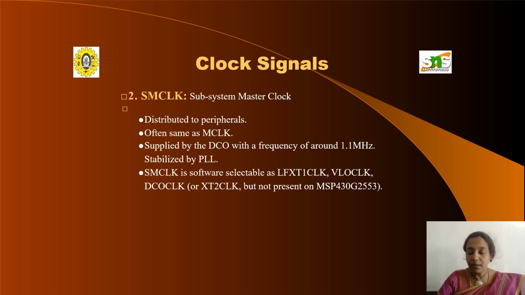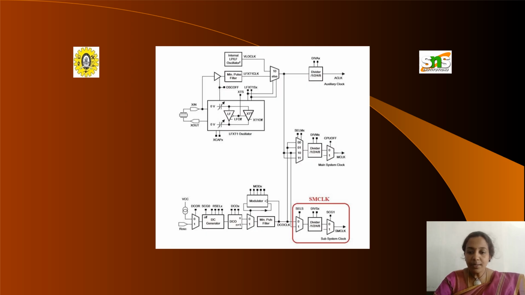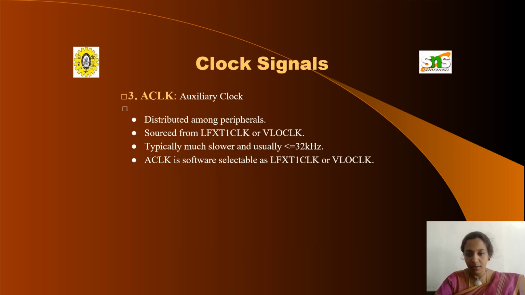The clock signal of another type is the subsystem master clock. It will be distributed to peripherals, often the same as the master clock. It is supplied by the DCO with a frequency of around 1.1 megahertz and is stabilized by the PLL. The SM clock is software selectable as the LFXT1 clock, VLO clock, or DCO clock in the microcontroller. So this is the SM clock, the subsystem clock.